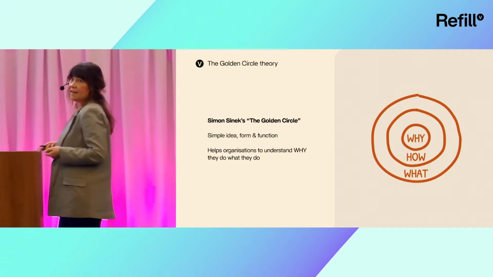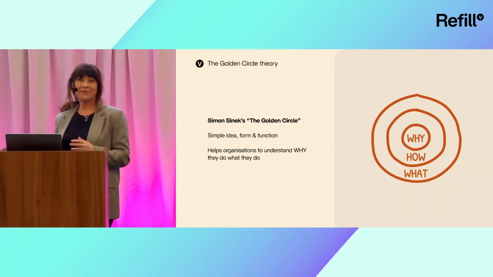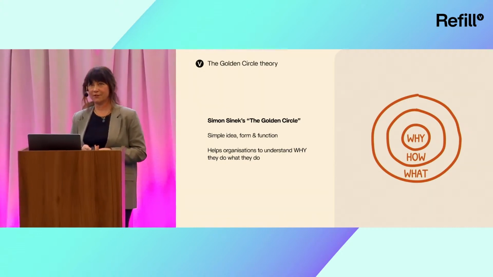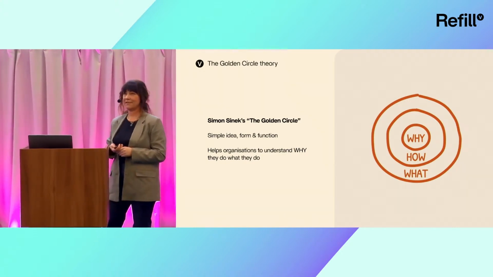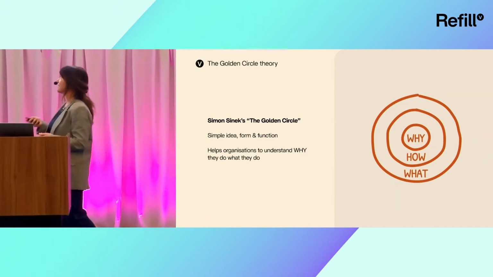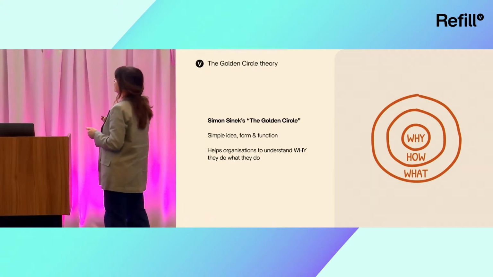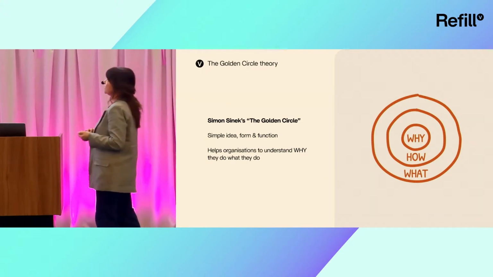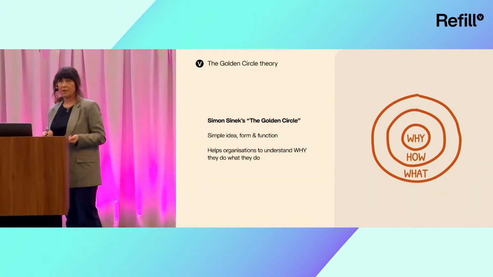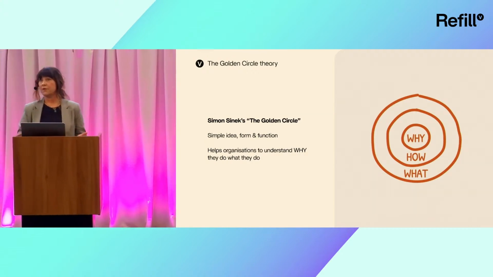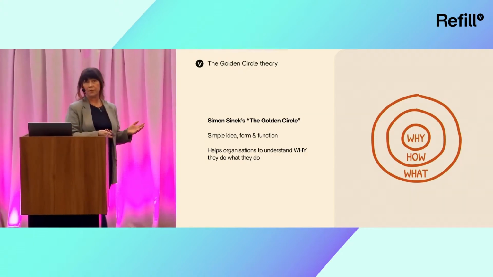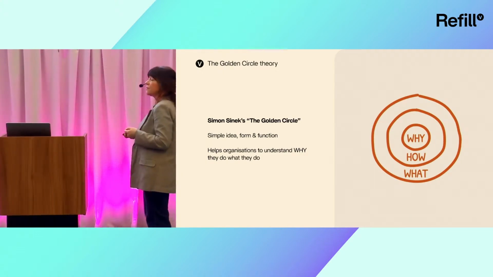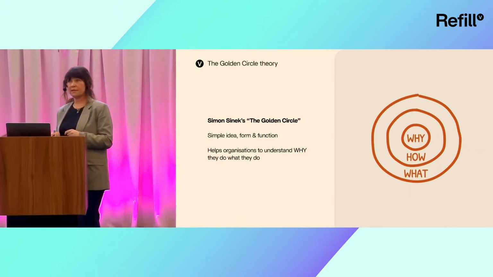So Simon Sinek, I hope most of you are familiar with him. I very often use the golden circle theory in loads of different types of projects I work on, because it's so simple. I think the golden circle is a really good example of a simple idea, form and function, and it helps organizations to understand why they do what they do. And this principle I've used in branding, and I've used it with product development, and I think it works in so many different ways.